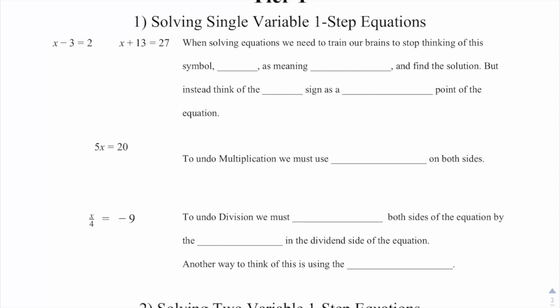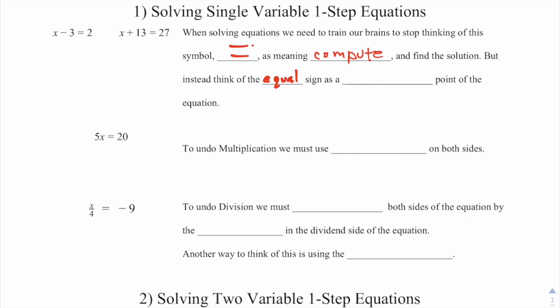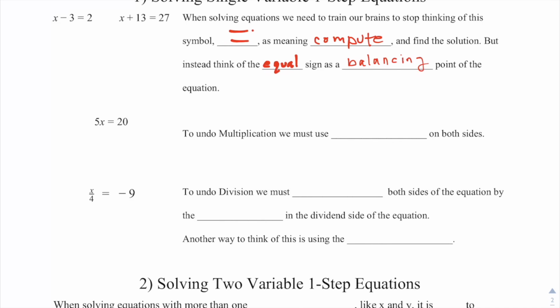One of the things I want to talk about here is when we're solving equations, we need to train our brains to stop thinking about the equal symbol as meaning compute and find the solution. Instead, we need to think of the equal sign as a balancing point of the equation. Let me show you what that means in practicality over here with some addition and subtraction.